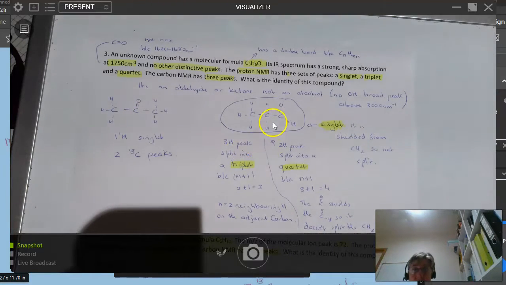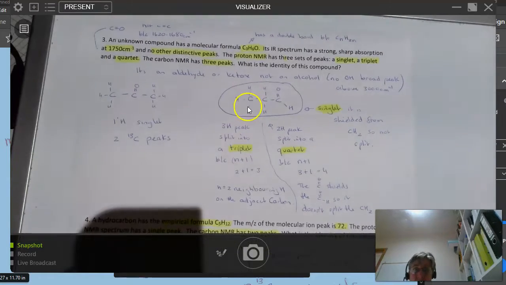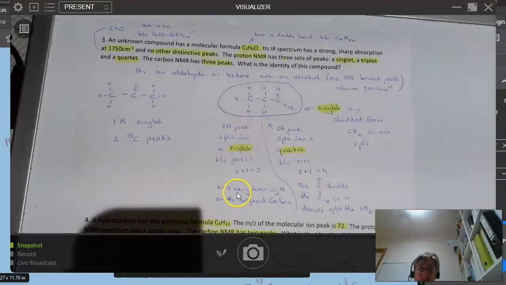If we look at this one, these 3 hydrogens here would give a peak with an area worth 3 hydrogens, and it would be split into a triplet because it has 2 neighbouring hydrogens on the adjacent carbon. So the carbon next to it has got 2 hydrogens. According to the n+1 rule, n is the number of hydrogens on the neighbouring adjacent carbon, and there's 2. So 2 plus 1, it'll be split into 3, and 3 is called a triplet.